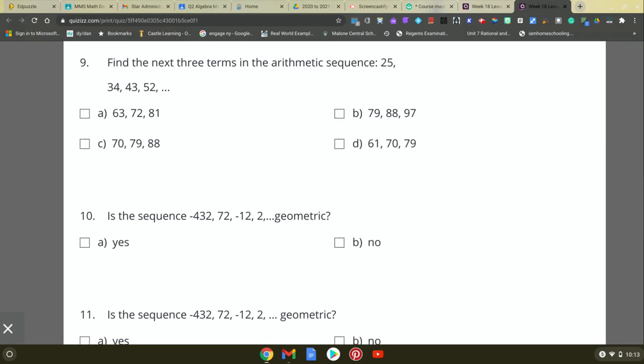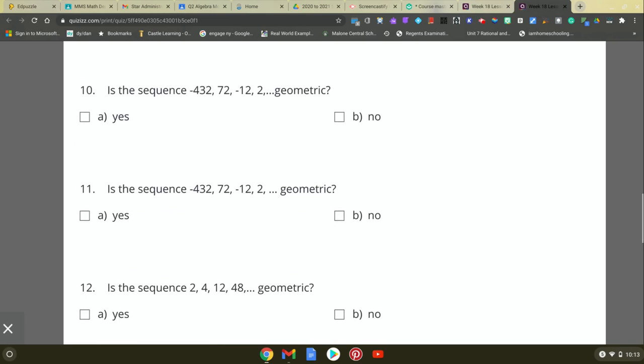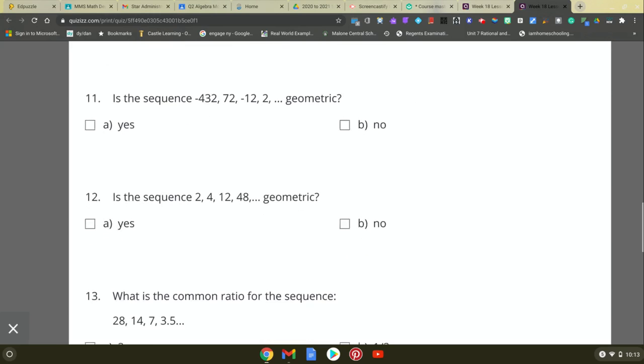Number 10, is the sequence geometric? Yes or no? You're going to take the numbers and divide them to see if it's producing the same answer each time. 72 divided by -432, -12 divided by 72, 2 divided by -12. If those divisions all produce the same answer, yes, it's geometric. Try that with number 11. Is the sequence -432, 72, -12, 2 geometric? That got put on there twice, so we'll do it again, I guess.